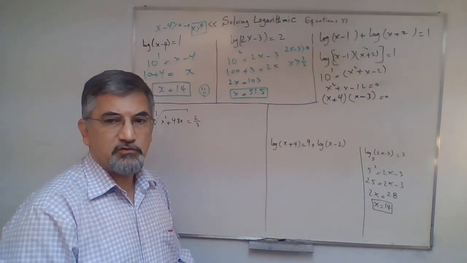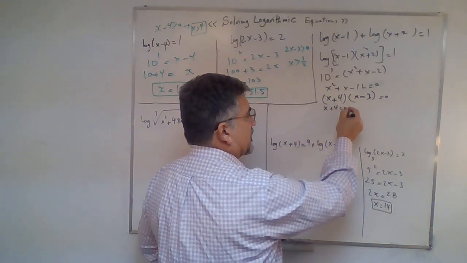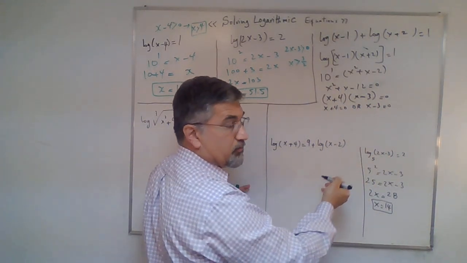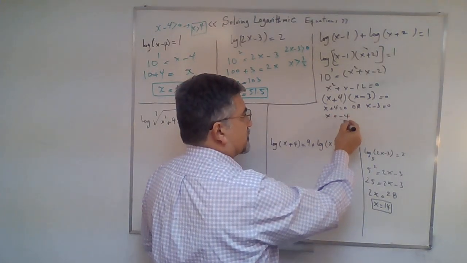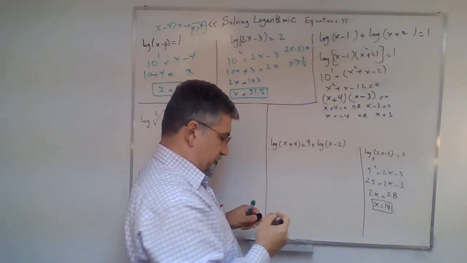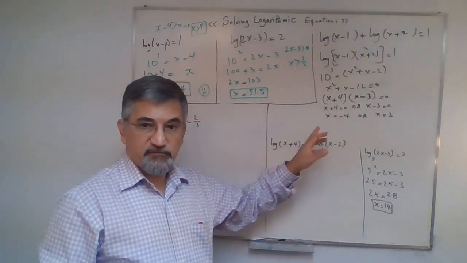Quickly, we factor the quadratic trinomial, and then we're going to apply the zero product property. I'm going to say either x plus 4 is 0 or x minus 3 equals 0, from where I get two solutions, x equals negative 4 and x equals 3. But I had warned you before. I said, be careful.